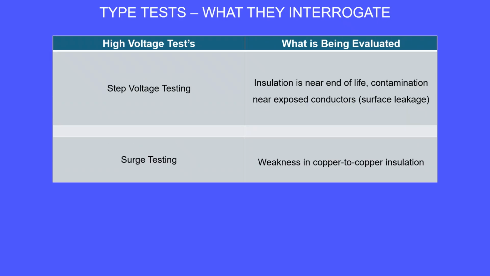The step test is the first high voltage test that we will be performing. The step test is an insulation resistance test that increments the test voltage to a final target voltage level of, in our case, 2 times line voltage plus 1000. It can identify when the actual status of the insulation is near end of life as well as exposed conductors tracking to ground. Surge test is the only test that can evaluate the copper-to-copper insulation before failure. This test can identify weakness in the copper-to-copper insulation.